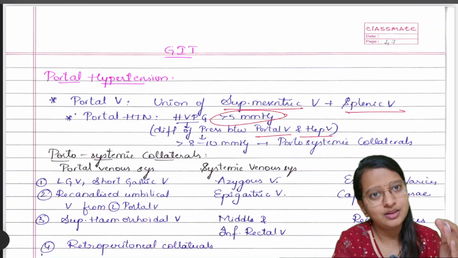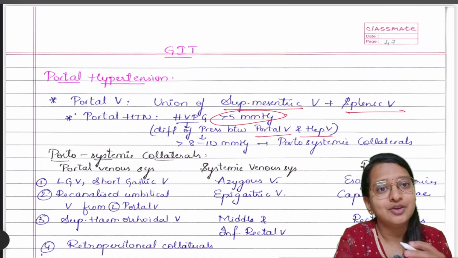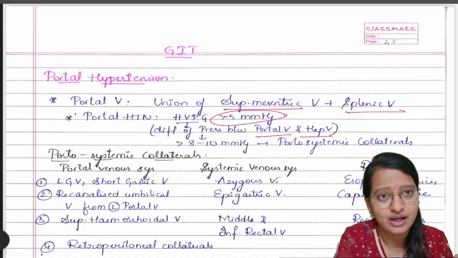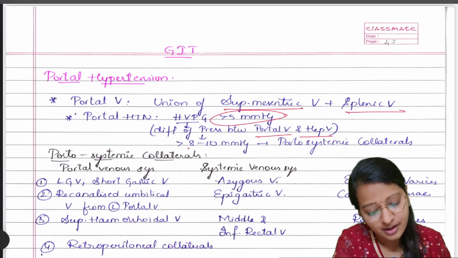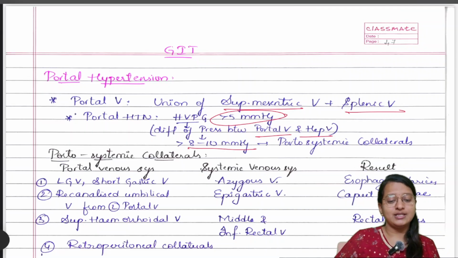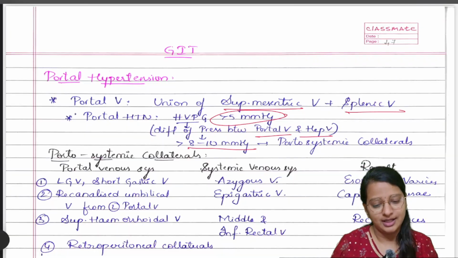So depending on the gradient, we'll be grading the portal hypertension, and the results like portosystemic collaterals or variceal bleeding also depend on the pressure. If the pressure gradient is greater than 8 to 10 mmHg, there will be formation of portosystemic collaterals. We'll see them.